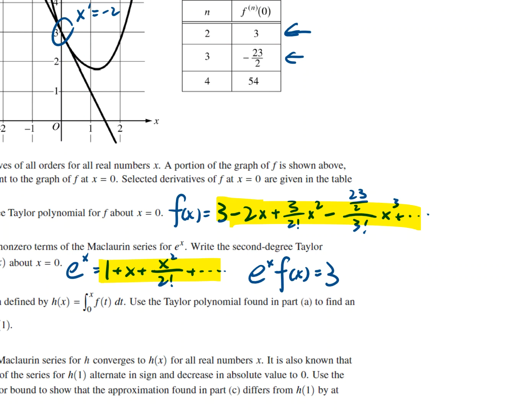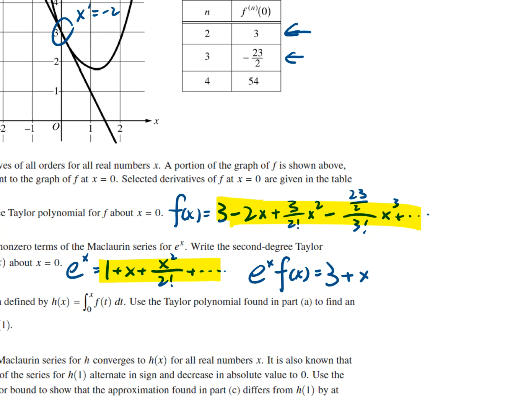And then we need the first degree term. So it's 3 times x and negative 2 times 1. And we get negative 2x plus 3x, which is x. So 3 plus x. And then we get the second degree term.